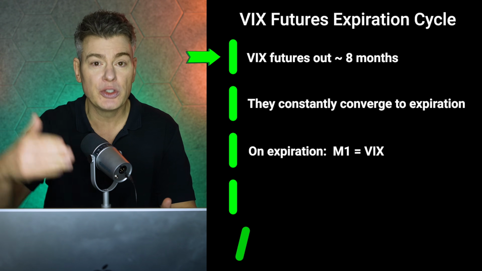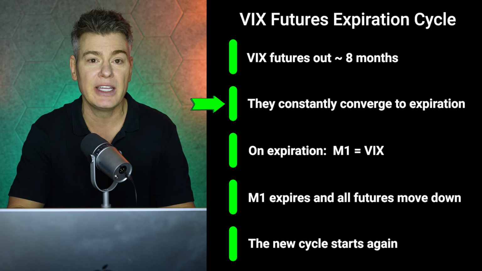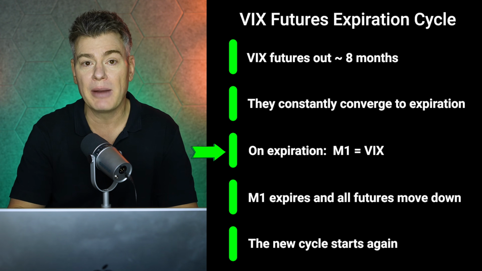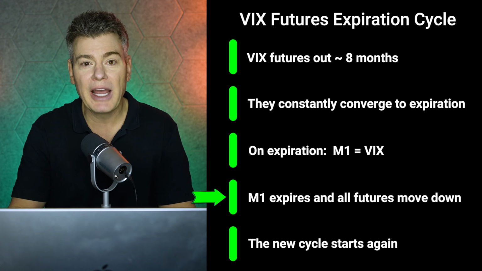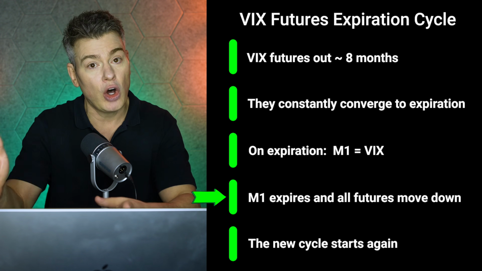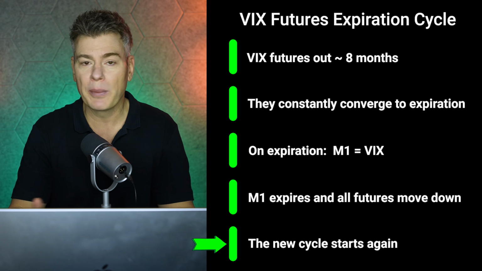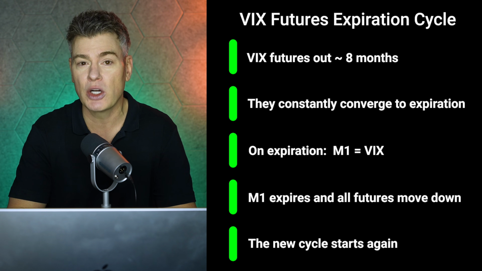You've got all the VIX futures priced out into the future, and then with each passing day, they are all ticking down to the left as time goes by. On that expiration day, just for that moment, that front month M1 future will equal the VIX index. Then it expires, it drops off the board completely, all of those futures move down to the next month, and the cycle begins again. Rinse, repeat, month after month. This has been happening with VIX futures since they launched in March 2004.